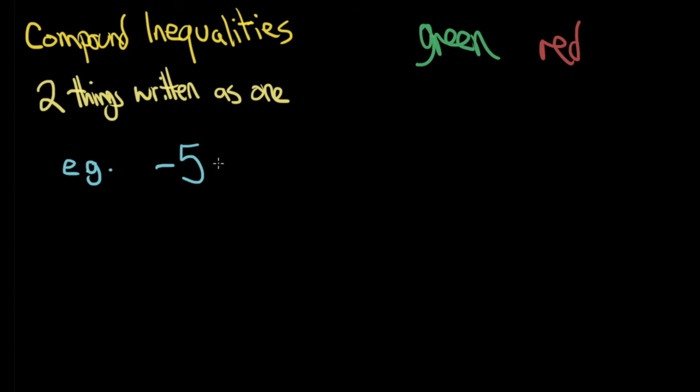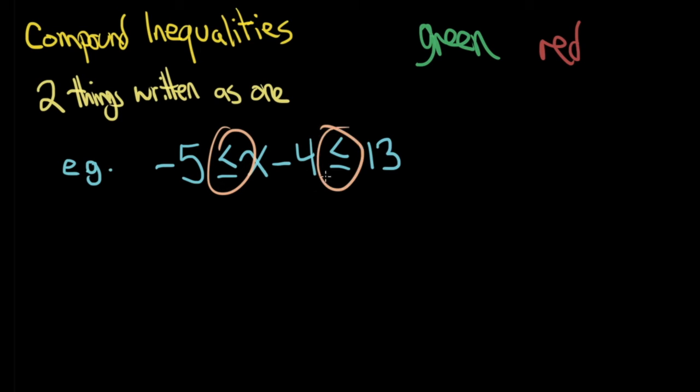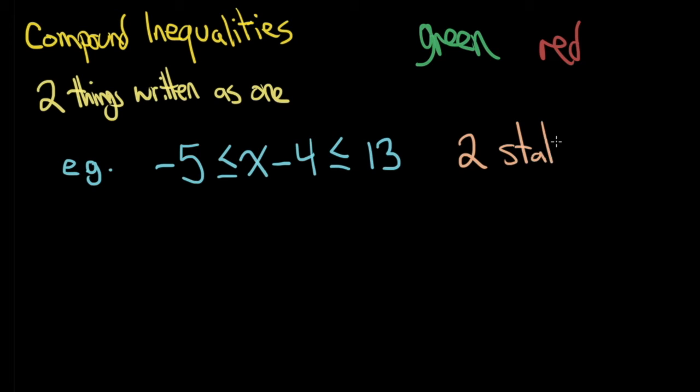So negative 5 is less than or equal to x minus 4, which is going to be less than or equal to 13. Now you can see right away, what do you notice right away, is that there are two inequality signs. There's one here and there's one here. When you see that, that means it's a compound inequality. Okay? Well, that means you are going to get two statements that we must solve independently. So we get two statements that we're going to solve separately.